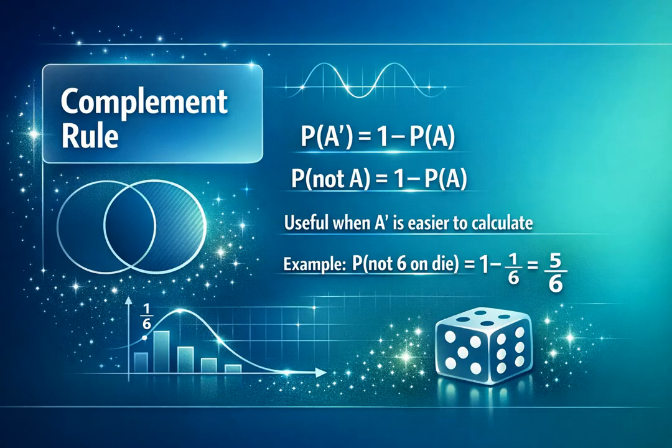The complement rule states P of A prime equals 1 minus P of A. The probability of not A equals 1 minus probability of A. This is useful when A prime is easier to calculate than A. For example, probability of not rolling a 6 on a die equals 1 minus 1/6 equals 5/6. Sometimes it's easier to count what you don't want.